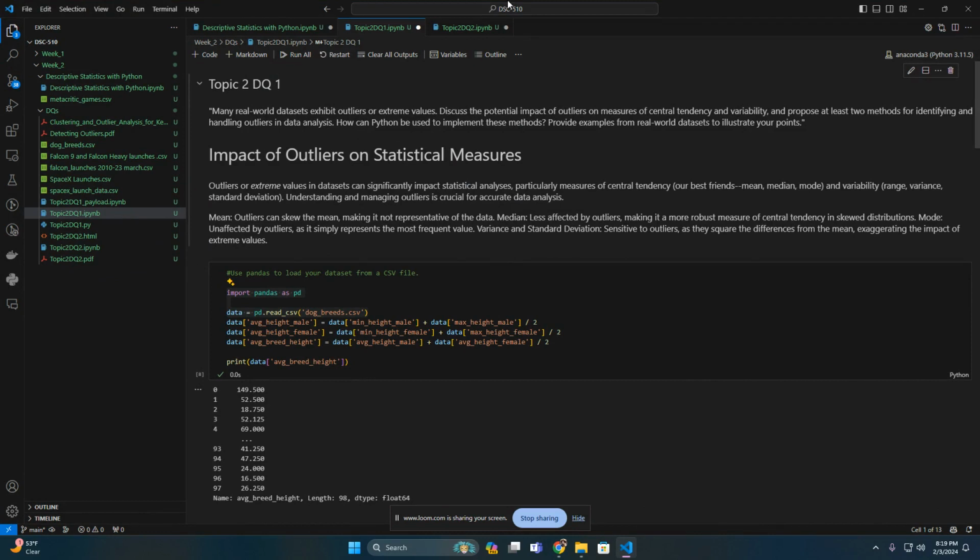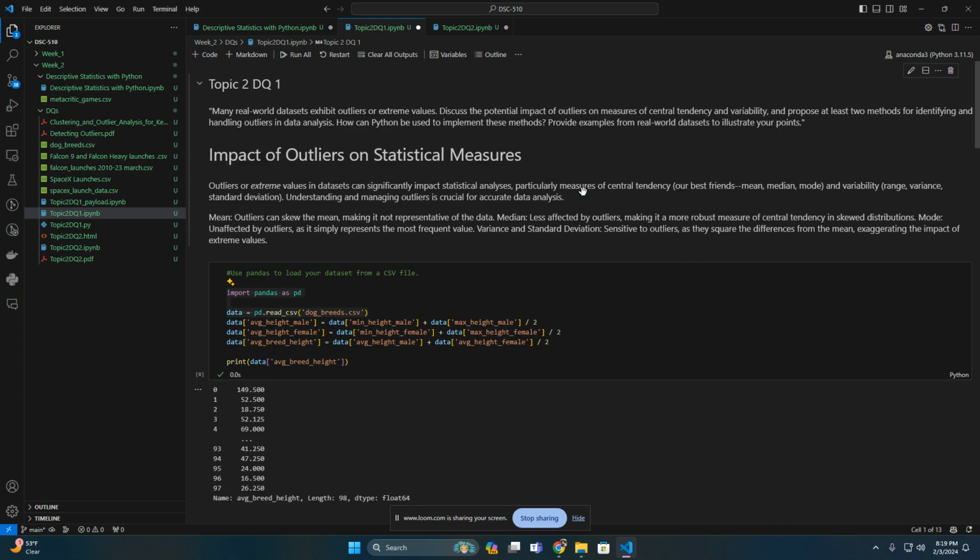For topic two, the question was: many real world data sets exhibit outliers or extreme values. Discuss the potential impact of those outliers on measures of central tendency and variability, and propose at least two methods for identifying and handling outliers in data analysis. And then there are examples of Python in here to show how we can handle those.